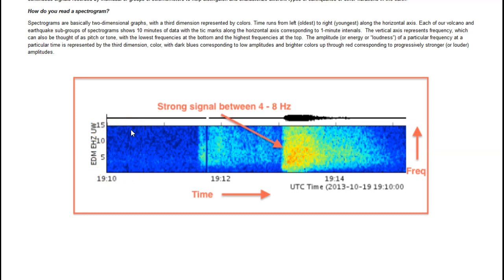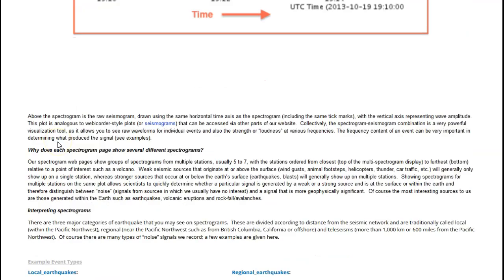The amplitude, or the energy, or quote-unquote loudness, of a particular frequency at a particular time is represented by a third dimension, color, with dark blues corresponding to low amplitudes, and brighter colors, for example red, yellow, and orange, corresponding to progressively stronger or, quote-unquote, louder amplitudes. So that's their explanation of it.